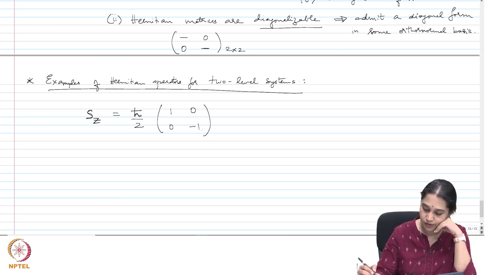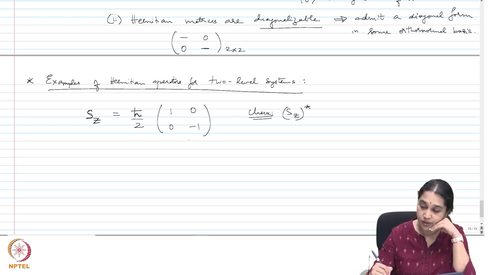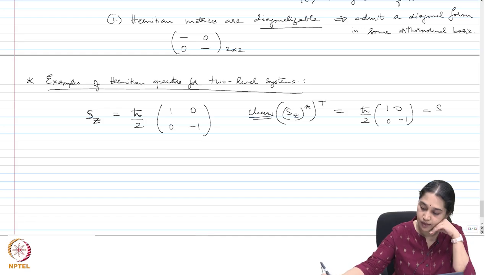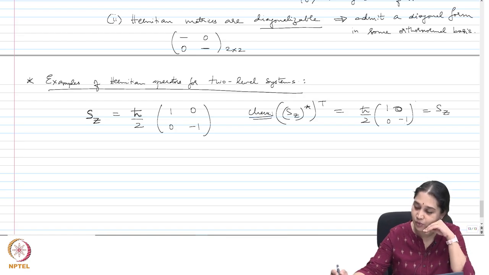This is a 2 by 2 matrix. It is easy to check that if I take the complex conjugate, the matrix is the same. I take the transpose, again the matrix is the same. So, the complex conjugate transpose is simply the matrix itself, and of course, this is a diagonal matrix with real entries in the diagonal. So, it is expected that this matrix must be Hermitian, right.